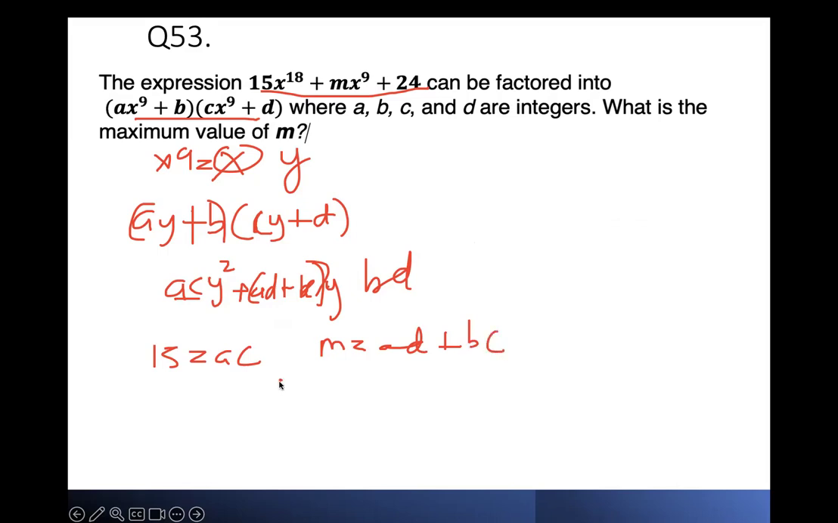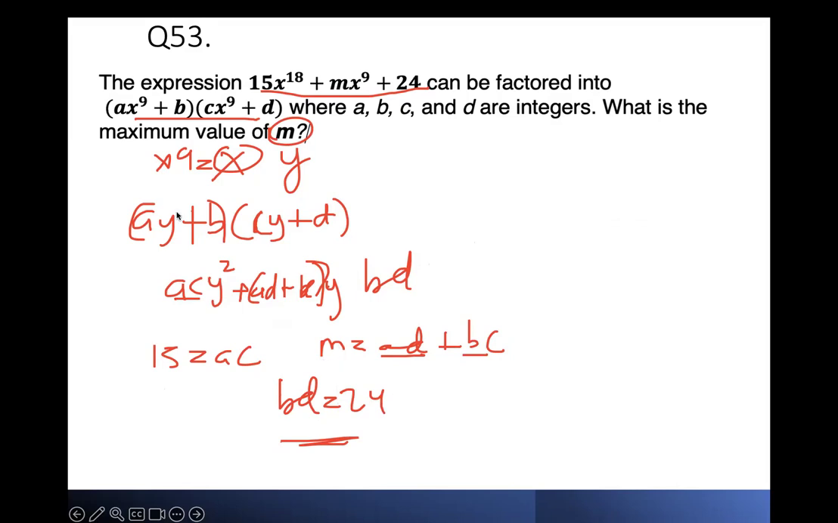And BD is what? 24. These are your solutions. AC is 15 and BD is 24. That means if you have to calculate M, look at M. M is what? AD and BC. All the variables are there. If you know A, C, BD, you can still use them to find M. So they are there. AD plus BC.